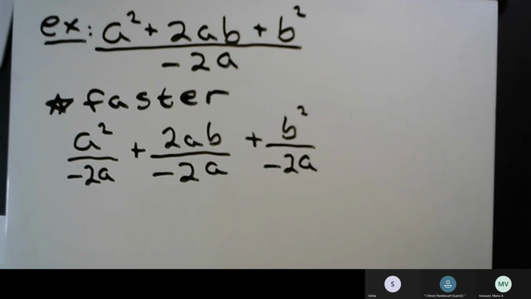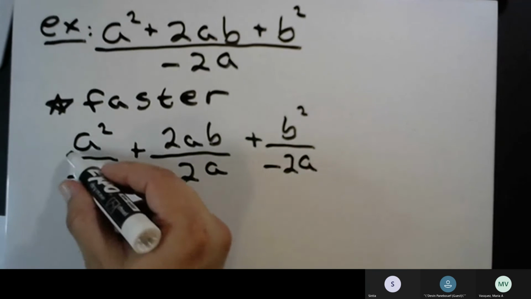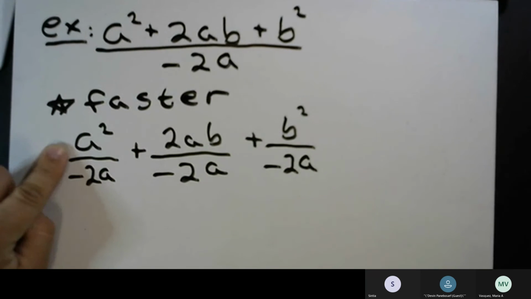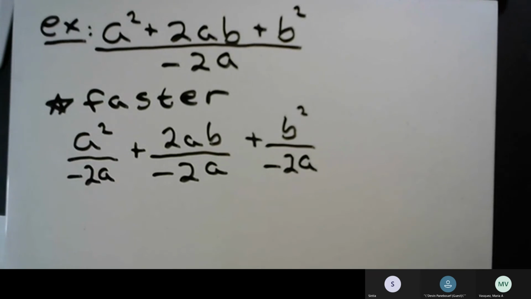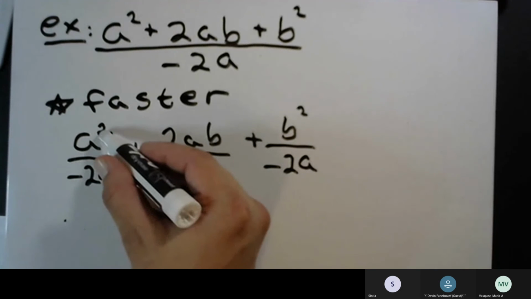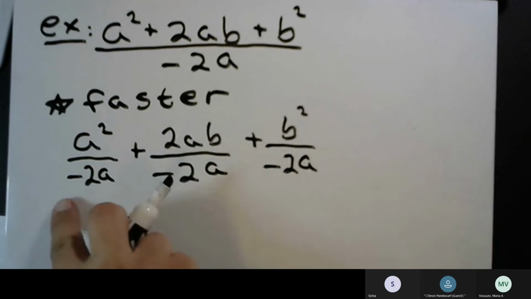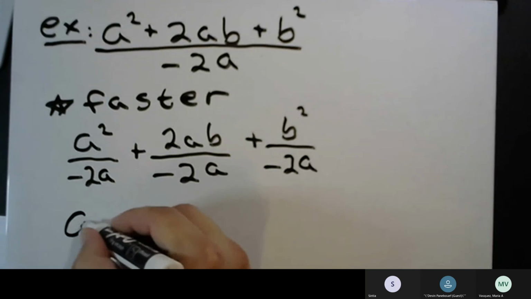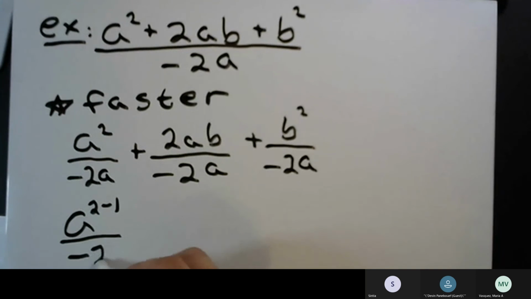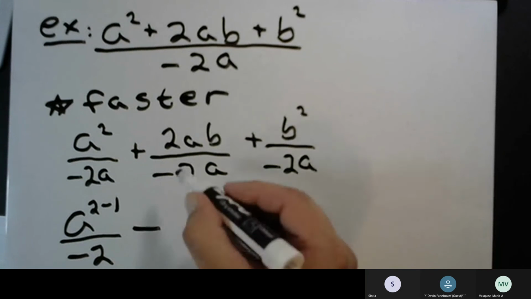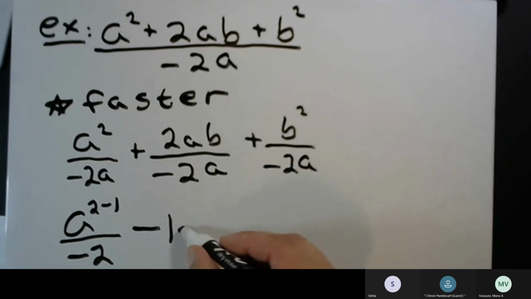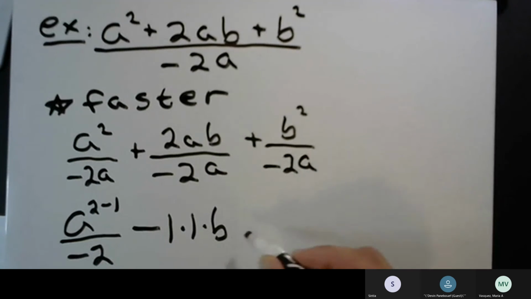So in this case, there's nothing to divide; you could try to divide 2 into 1, but since you could treat it like there's no stated constant, we're just going to leave negative 2 down here. So we could do a to the 2 minus a to the 1, because a to the 2 minus 1 over negative 2 minus 1, these cancel, times b.